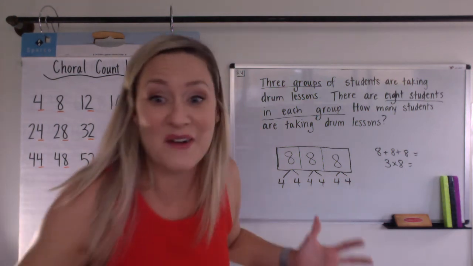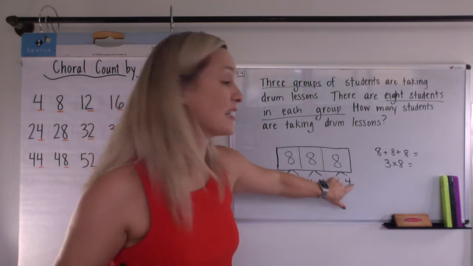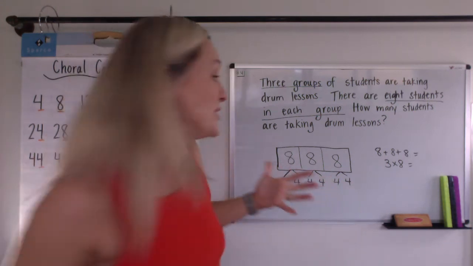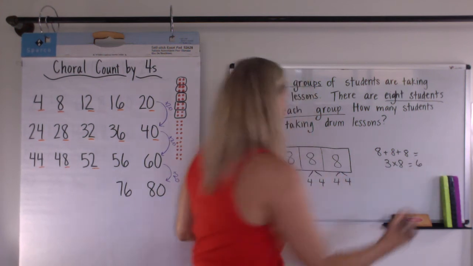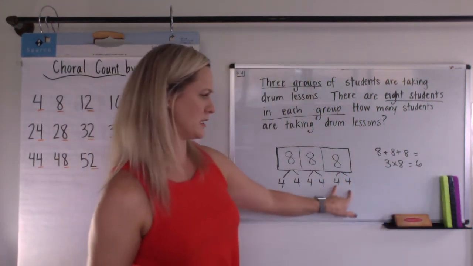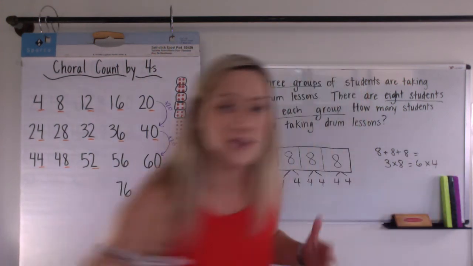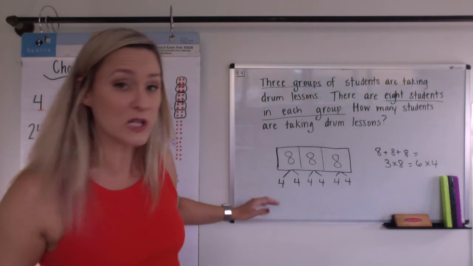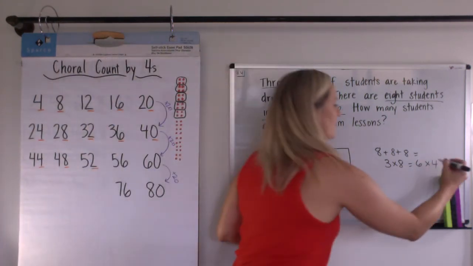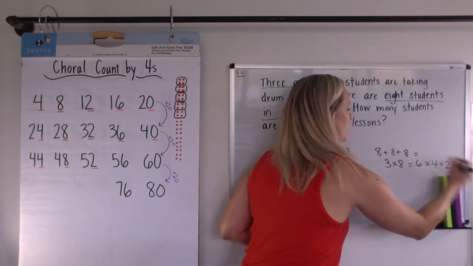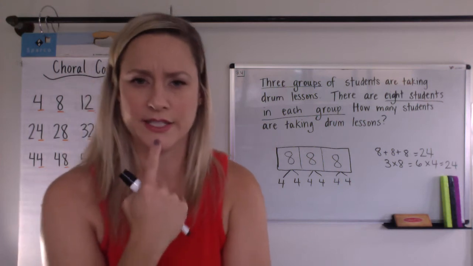And then you're like, well, I know how to count by 4s. We've been practicing. 4, 8, 12, 16, 20, 24. So maybe you know that 3 groups of 8 is the same as 6 groups of 4. And you already know how to count 6 groups of 4 because we're learning it now. 4, 8, 12, 16, 20, 24. So that would equal 24.